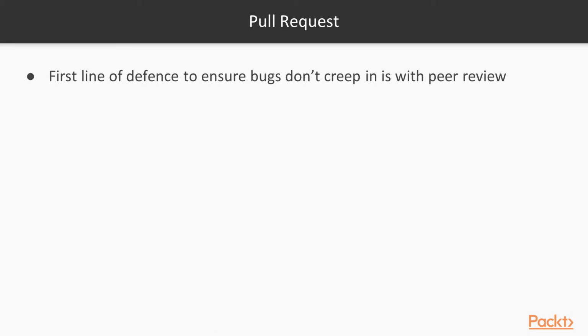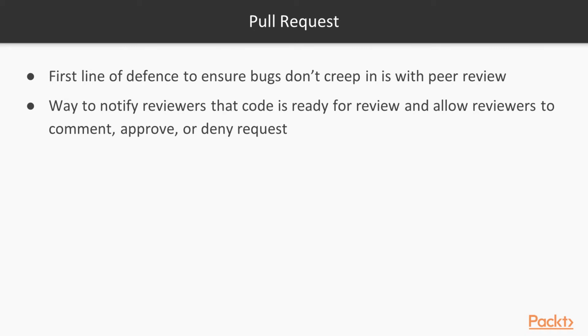The first line of defense to ensure bugs don't creep in is with peer review in the form of a pull request. A pull request is a way to notify reviewers that code is ready for review and allow the reviewers to comment, approve, or deny the request.